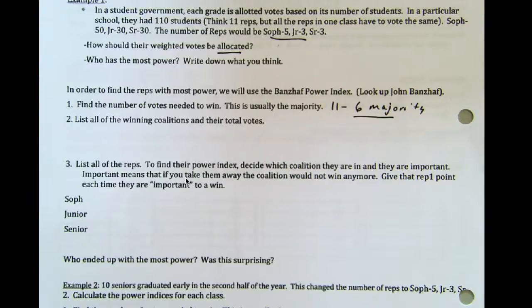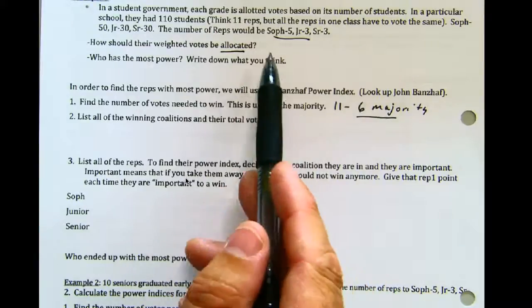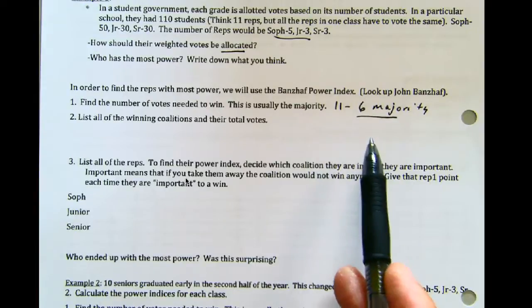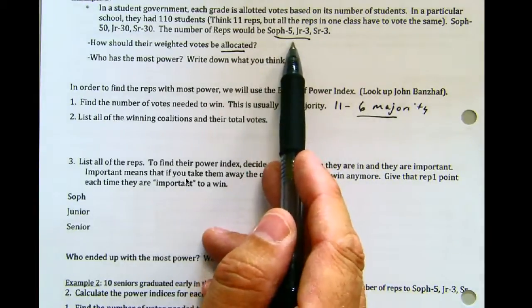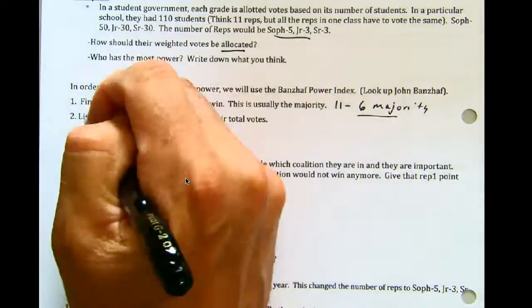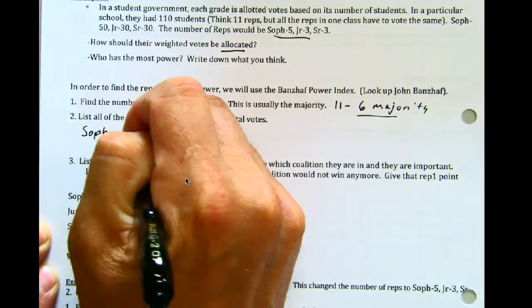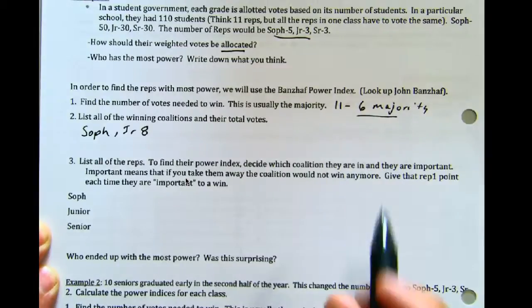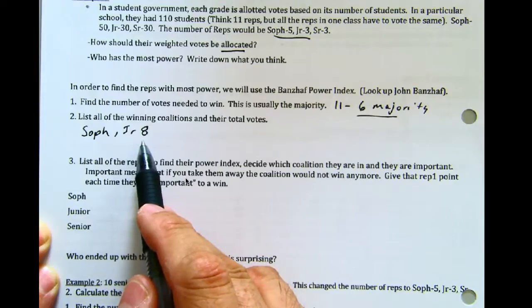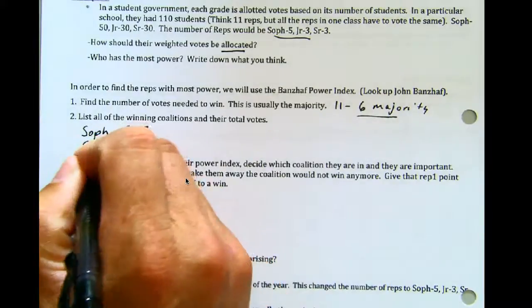Next, list all of the winning coalitions and their total votes. If I just take the sophomores, are the sophomores going to win by themselves? No, so that's not a winning coalition. What if I put the sophomores and juniors together? Yes, that would win because that would be 8 votes. So I'm going to write that down: sophomores and juniors together with 8 votes, which beats this 6, and so that would be a winning coalition. What are the other ways we can win? How about sophomores and seniors? Same thing.